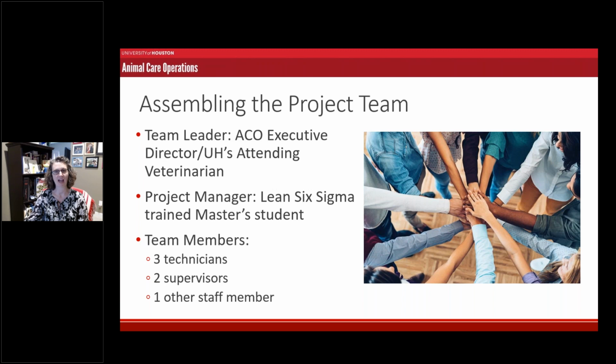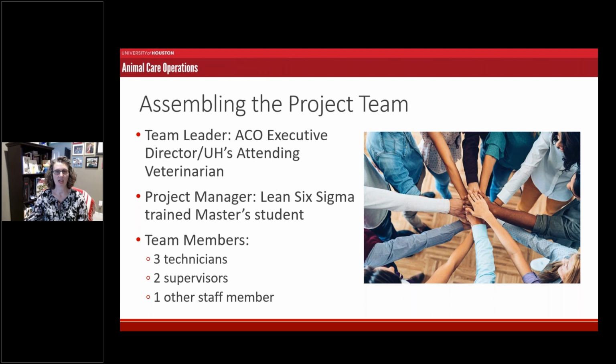We also had a master's student. Our master's student in project management actually served as the project manager for this project, and they were trained in Lean Six Sigma as well. And so they were able to guide those in the animal care operations through the different steps in the project and facilitate the problem-solving process.